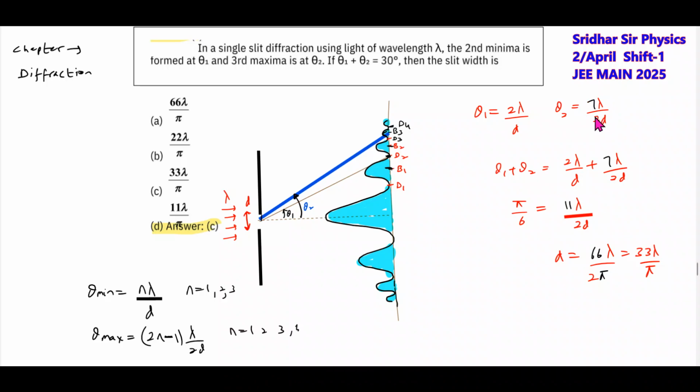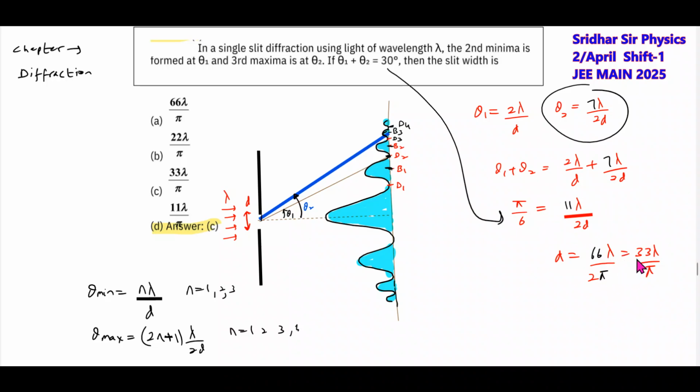Okay, agreed. It will be like this, 2n plus 1. Put n equal to 1, it is 3, n equal to 2, it will be 5, n equal to 3, it will be 7 lambda. This is a generalized formula. So this is for theta 2 here. So theta 1 plus theta 2 equals 2 lambda by d plus 7 lambda by 2d. This total angle is 30 degrees, which we are writing as pi by 6. I think now solve it.